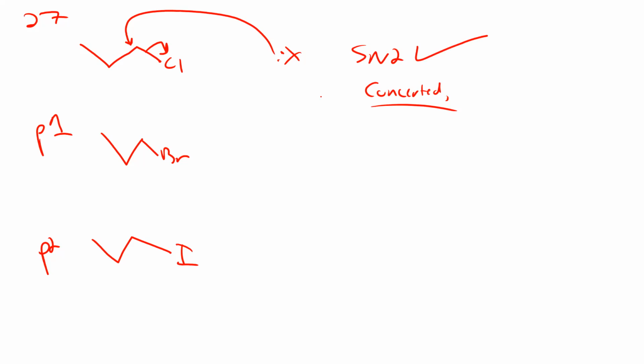Then it wants you to compare the rates between reaction 1 and reaction 2. Reaction 2 is going to be faster than reaction 1, so you're going to select reaction 2. The reason is that iodide is a more effective nucleophile than bromide. So that was the reasoning.